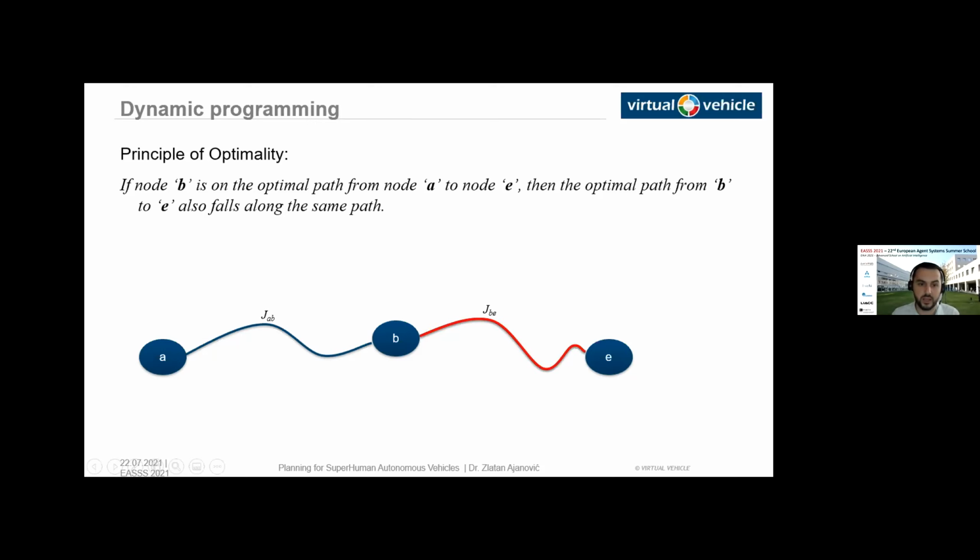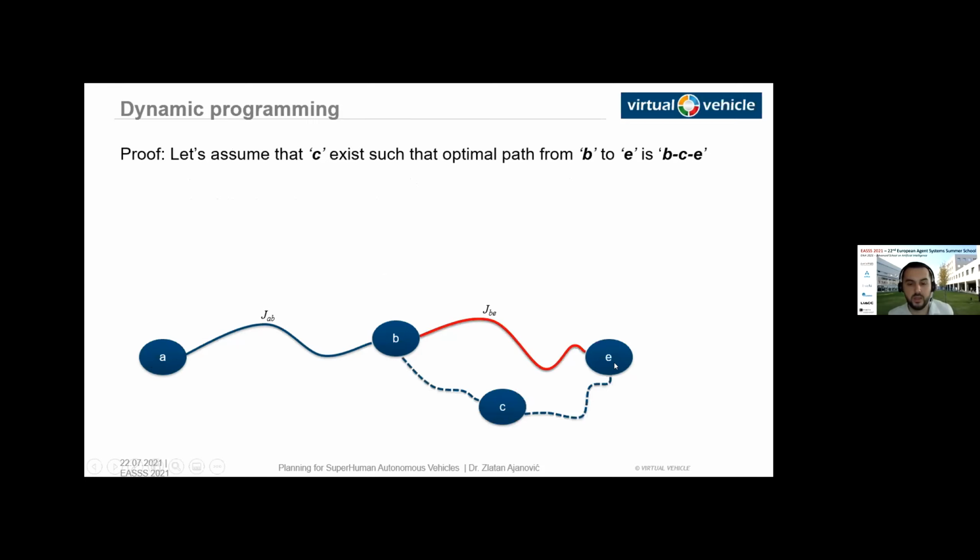So this part also has to be on the optimal path. And then the optimal path totally from A to E is equal to the optimal path from A to B plus the optimal path from B to E. And how do we prove this?